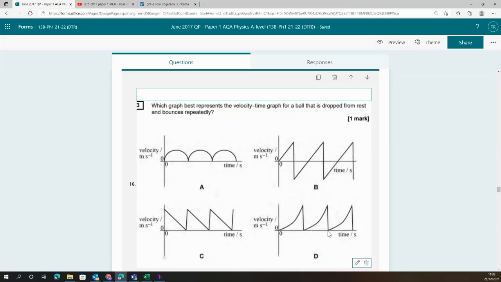So the only one that has a change of direction is actually B. So this could be a very fast answer because B is the only one that could possibly be right if you look for the right things first.